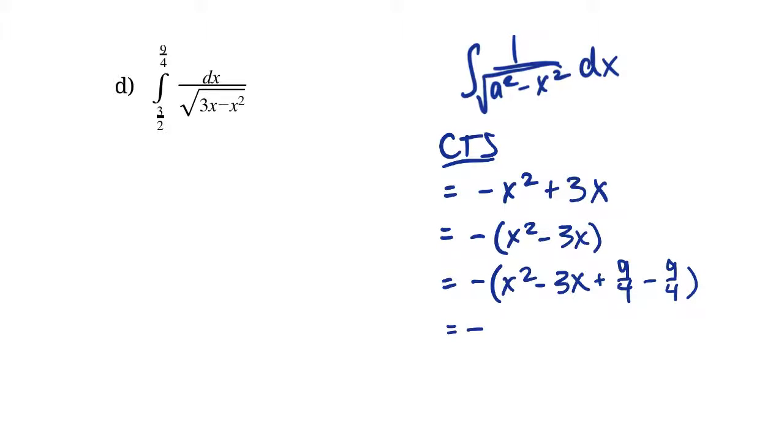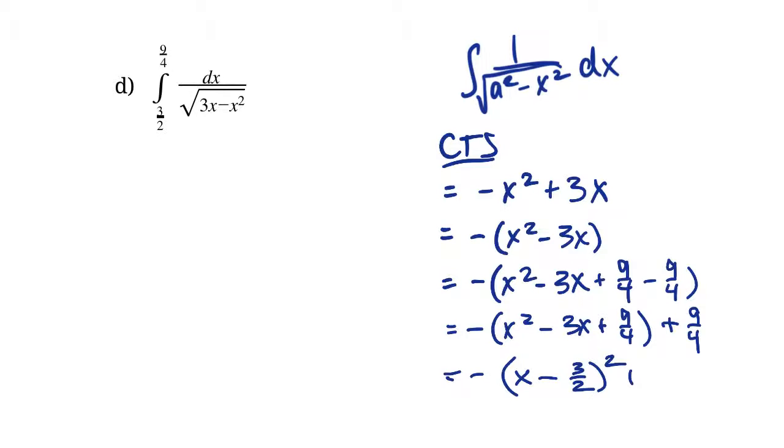And then we pull that minus 9 over 4 out of the brackets, minus 3x plus 9 over 4. And that negative 9 over 4 has got to be multiplied by that negative in front. So we end up with plus 9 over 4 here. Now we look at the perfect square. The perfect square is going to be x minus the square root of 9 over 4, that is, 3 over 2, squared, plus 9 over 4.